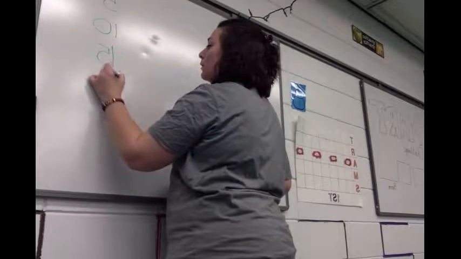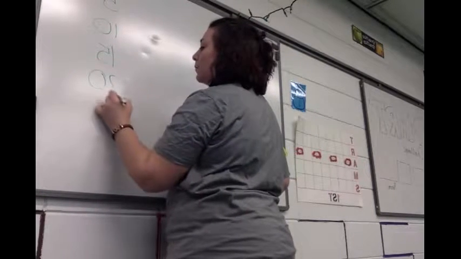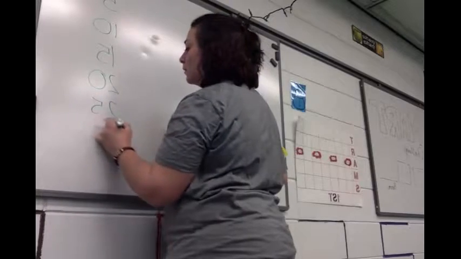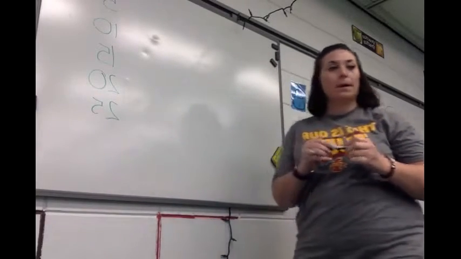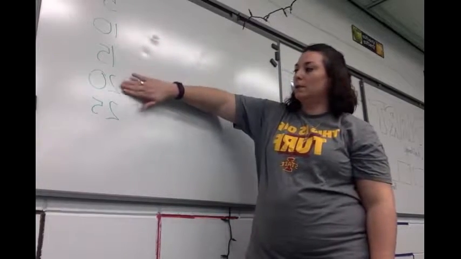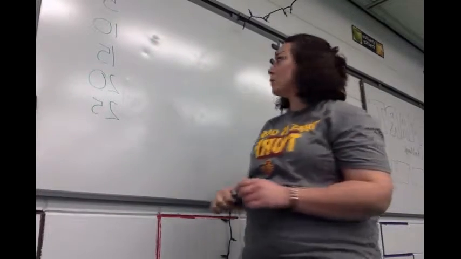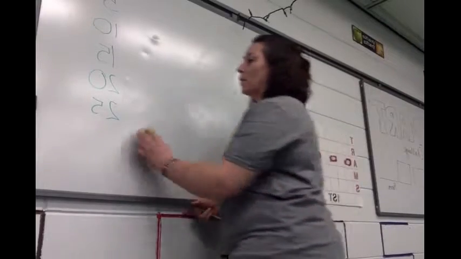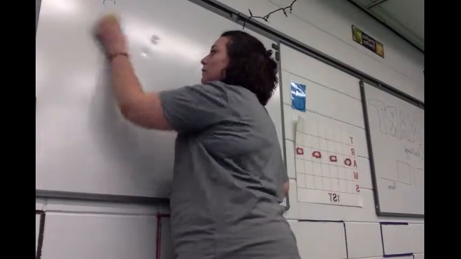So together we're going to go to 25, and I'm writing them up on the board for us so we can remember. All right, we're going to say it together. 5, 10, 15, 20, 25. Great. Why did we review this today?